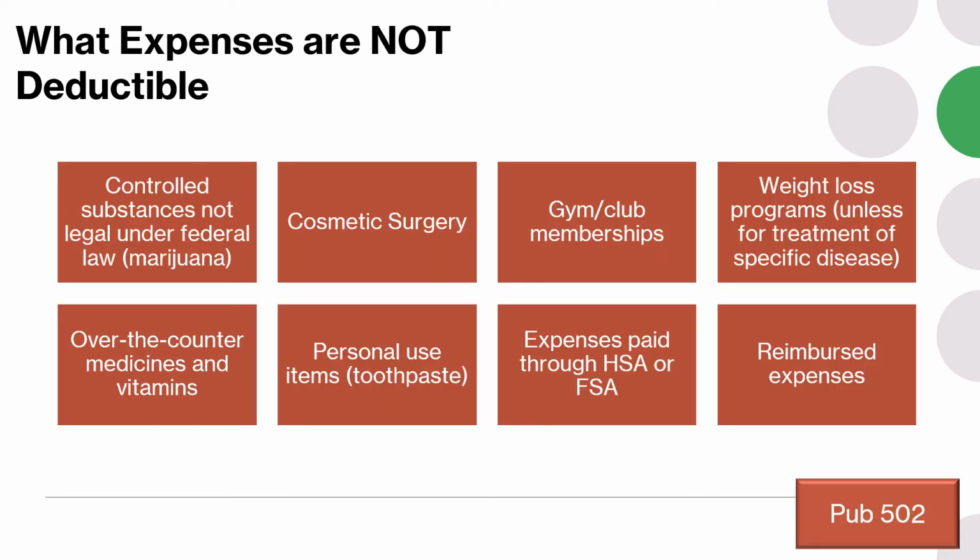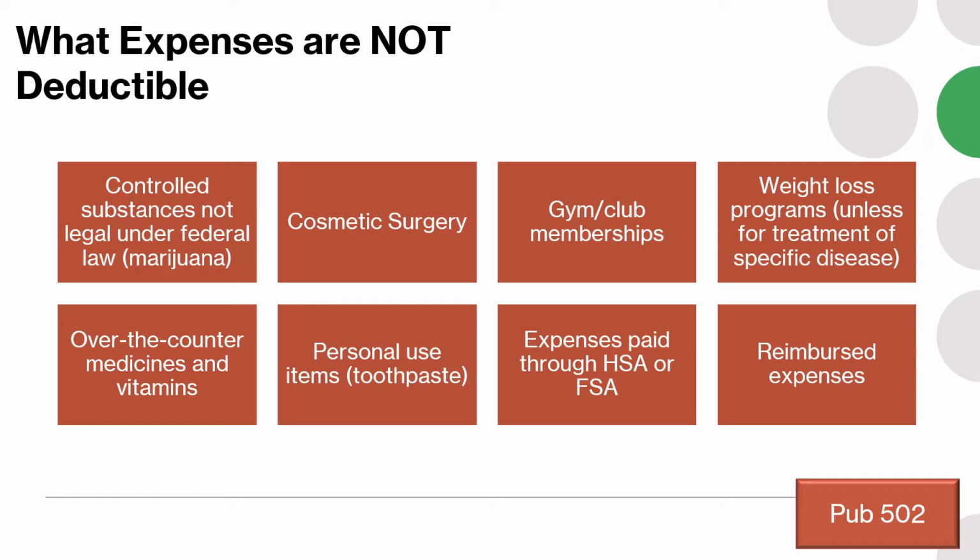So let's talk about some of the expenses that are specifically listed as not deductible. So controlled substances that are not legal under federal law. And so the big one for our state and our area generally is marijuana. It's legal under state law, but it is not legal under federal law, which means that it cannot be deducted on the federal tax return. Cosmetic surgery is also not deductible.